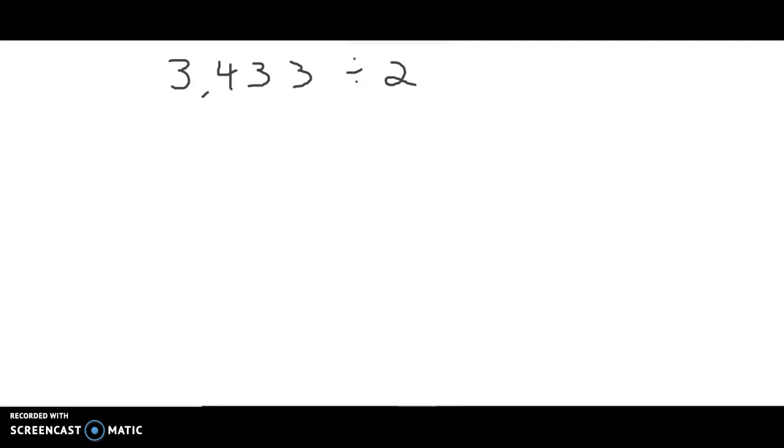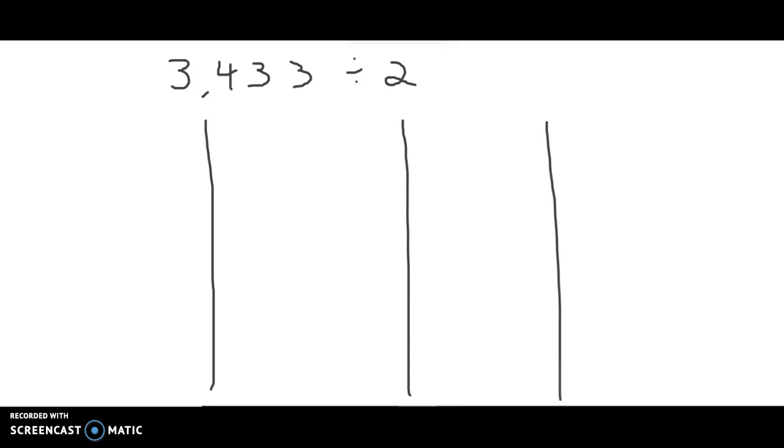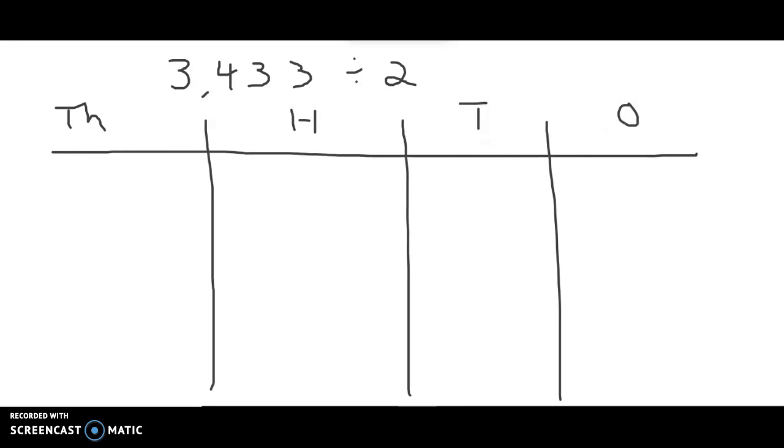So what I'm going to do right now is I'm going to make my place value chart up to the thousands place. So I have thousands, hundreds, tens, and ones. I'm going to create my number 3,433 with my dots in each place that represent that amount.